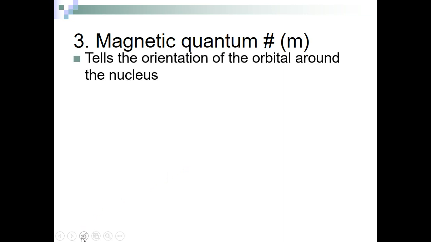M tells us the orientation of the orbital around the nucleus. The values for M range from negative L to positive L. As I said earlier, each quantum number's values depend on the quantum number immediately prior to it. So since L came right before M, the values for M depend on what L was, and the values range from negative L to positive L.